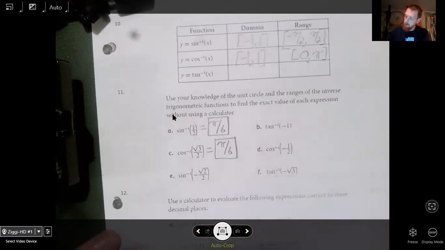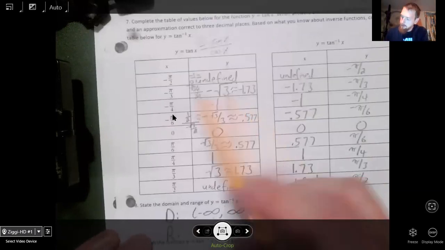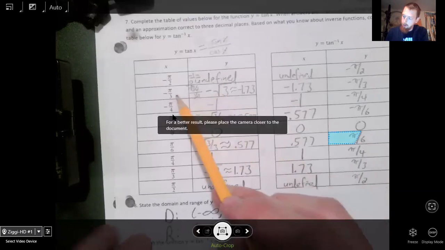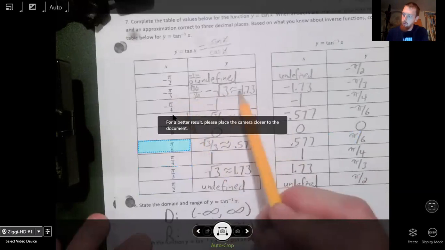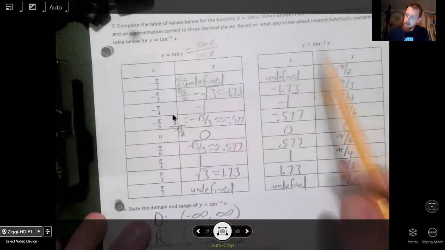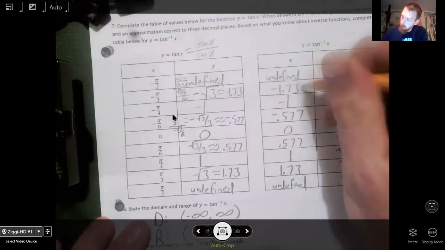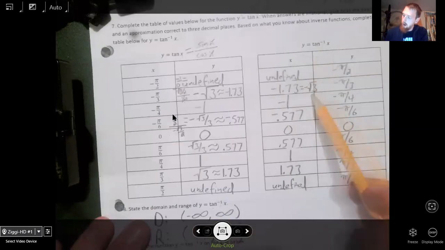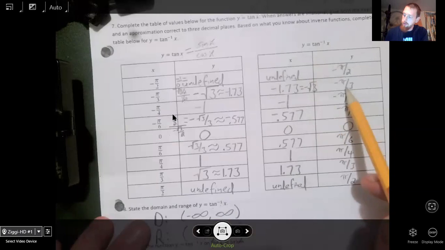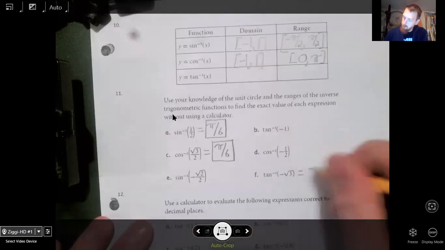Okay, so negative square root of 3. It looks like if x is negative pi over 3, y is negative square root of 3. As a decimal, that's negative 1.73. All right, let's check that in our table. For y equals tangent inverse of x, when x is negative root 3, the y value, the angle in the unit circle, is negative pi over 3. So that's the value that we're going to use for the answer to that inverse tangent expression.